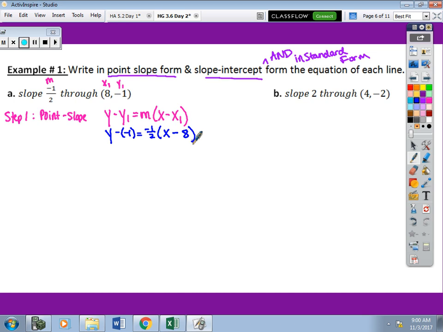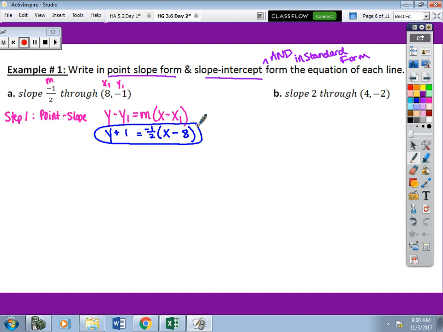Now we know minus a negative can be changed to a positive, right? So I'll go ahead and change that to y plus 1. You could write an additional line of work, but I'm going to be short on space, so it would be y plus 1. So that's actually one answer, right, in point slope form. Go ahead and put a box around that. That's one of the equations.